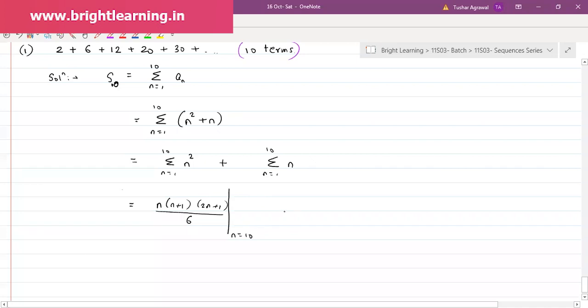And the other one, addition, summation of n. So summation of natural numbers, it is 1, 2, 3, 4, 5, 6 up to 10. What formula I have? The formula that I have is n into n plus 1 upon 2. Here I will have to substitute simply n is equals to 10.